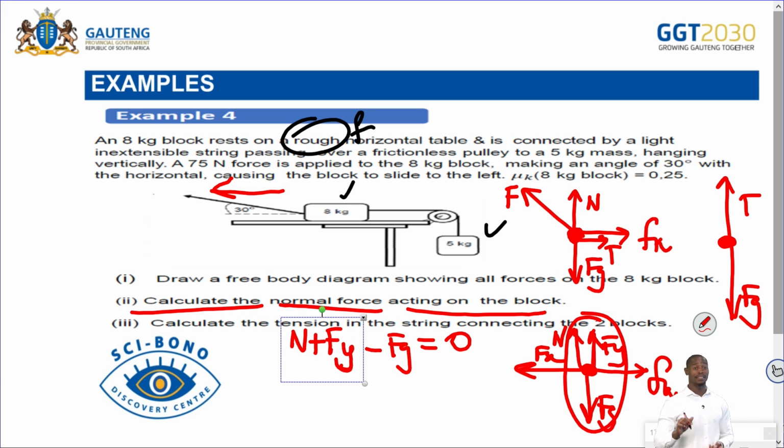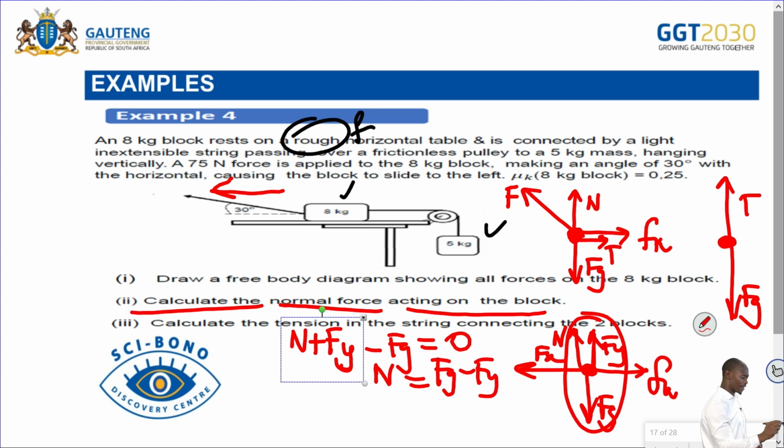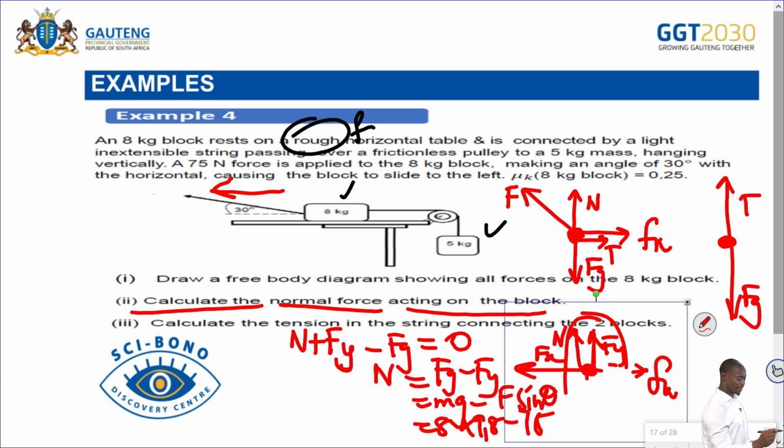We are aware of this because this is the horizontal plane. The 8 kilogram block is on the horizontal plane. So on the horizontal plane, the forces that are perpendicular to the horizontal plane, their net force will be 0 Newtons, right? So your normal force will be Fg minus Fy, which is mg, and then Fy is F sine theta. So the mass is 8 times 9.8 minus F, which is 75, all right? Which is 75 sine what? What is the angle? The angle is 30, so sine 30 degrees.